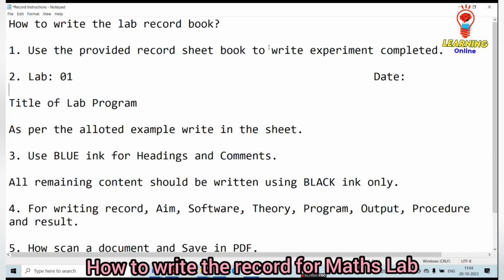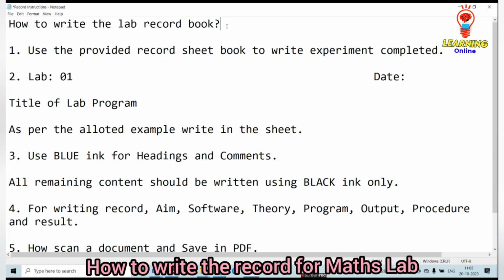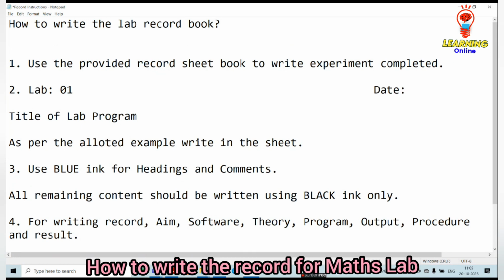Now we can discuss how to write the lab record book. Yesterday, in all the classes, the record book sheets have been distributed to all. Whoever has not received them can use the available A4 sheets to write, but follow these instructions that I am going to provide.